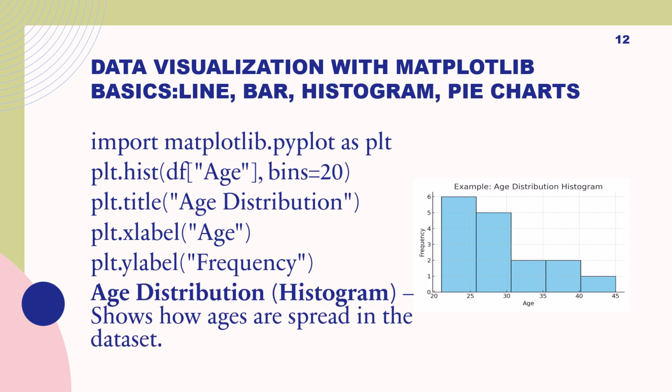Here is an example for creating a histogram. First, we have to import Matplotlib, then plt.hist, and the bins are given as 20. The title is age distribution, and the X label is age and Y label is frequency. Here, the histogram shows how ages are spread in the dataset.